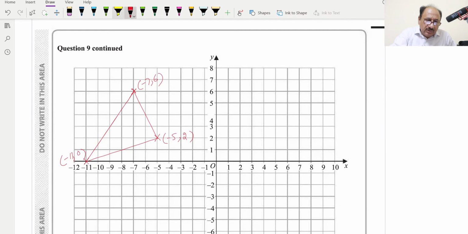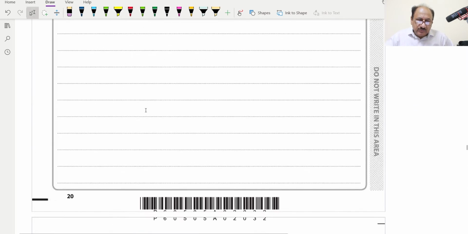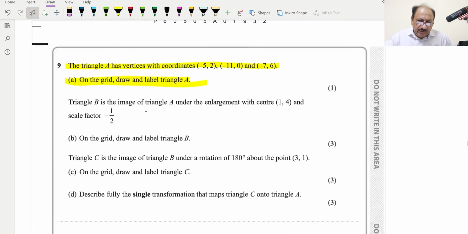So this will be our triangle which we were supposed to indicate on this grid. So we are done with this drawing, and we have to label it as A. So this is our triangle A. This is basically part A, which we are done.